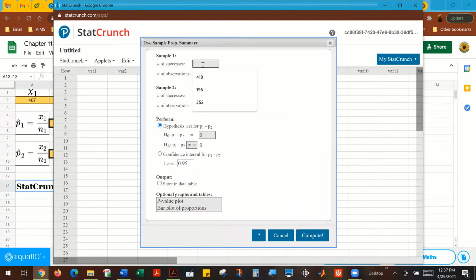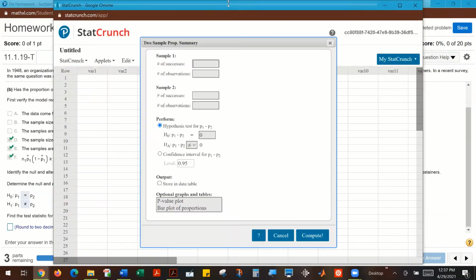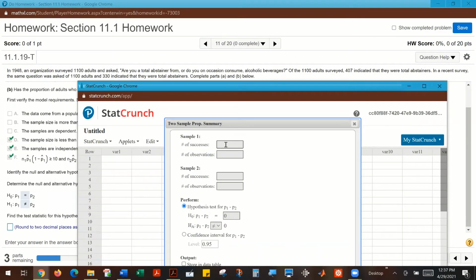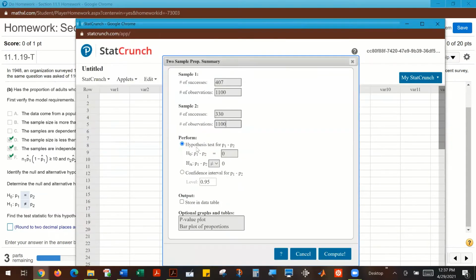So over here, let's go back to our problem. Okay. So in the 1948 survey, 407 people said they abstained out of 1,100. In recent times, we had 330 people who said they abstained out of the 1,100 who were surveyed. Now, the other thing is, of course, we are doing the hypothesis test. Is P1 equal to P2?